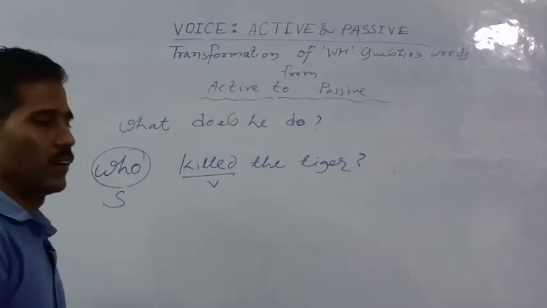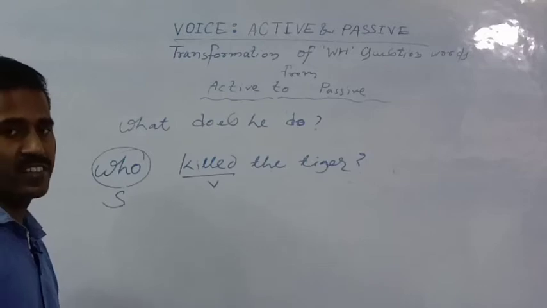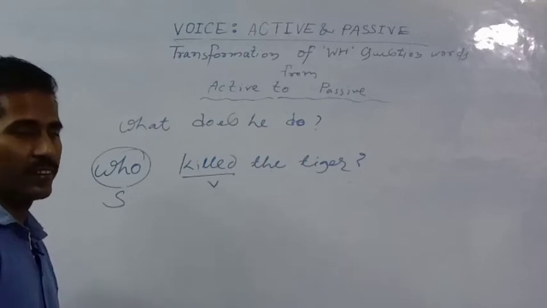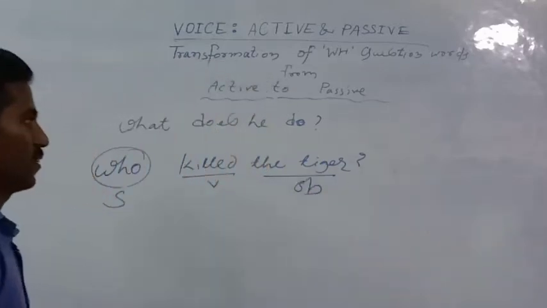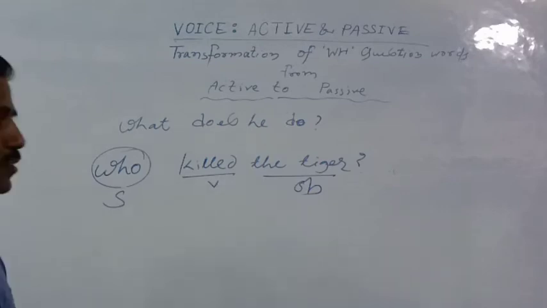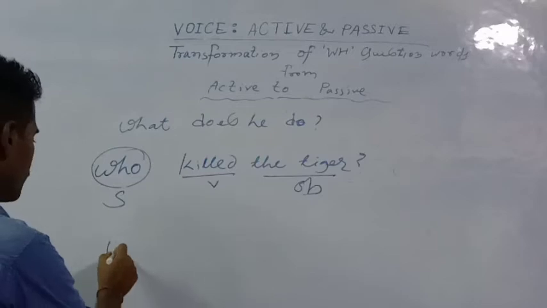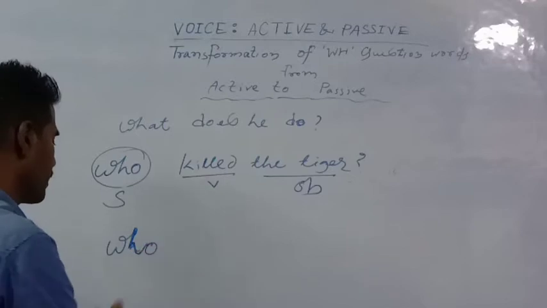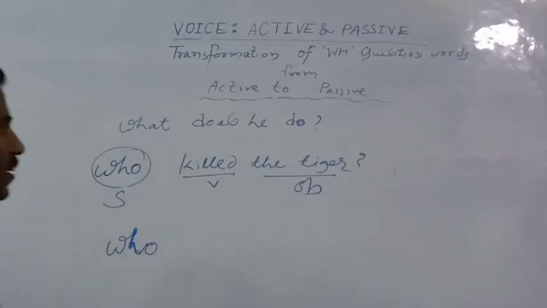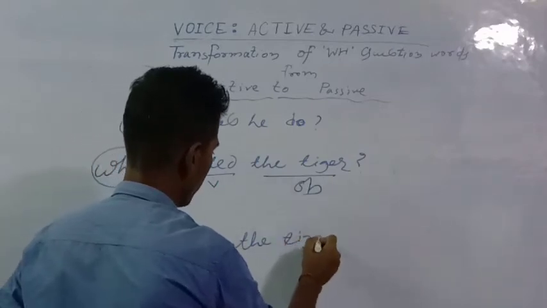And if we ask a question to the verb kill, what did he kill? Then the answer will be the tiger. So this is the object. We have got the subject, the verb, and the object. Next we have to interchange the subject into the object place, and the object into the subject place. Now here, who, we know the WH question word never changes, it always remains at the beginning. So who will remain here. The tiger, the object, will come into the subject place.